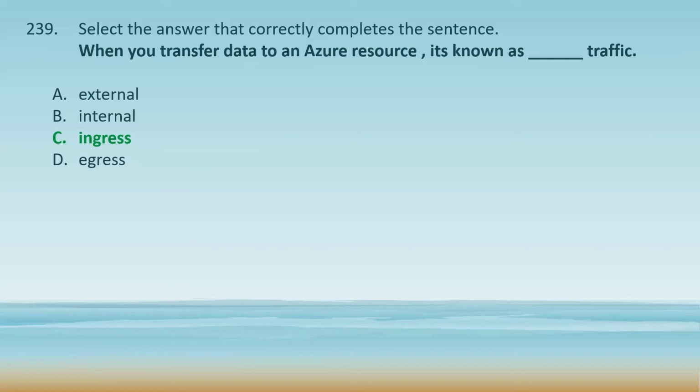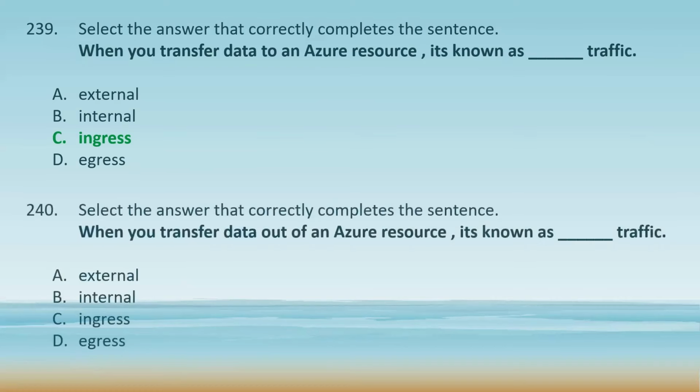Let's look at another similar question. When you transfer data out of an Azure resource, it's known as dash traffic. Your options are again external, internal, ingress, and egress. And the correct answer in this case is egress. So folks, you would have seen just a small variation in the question changes the correct answer. So as I always say, don't try to learn the questions, and rather understand the logic behind it.